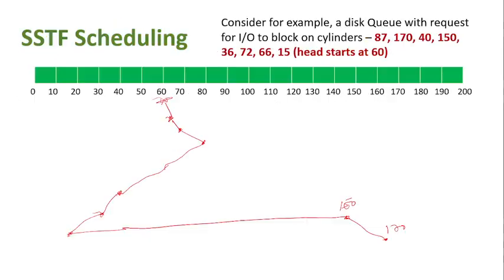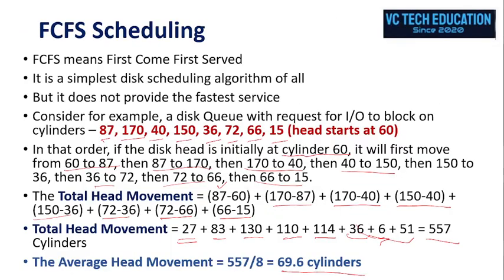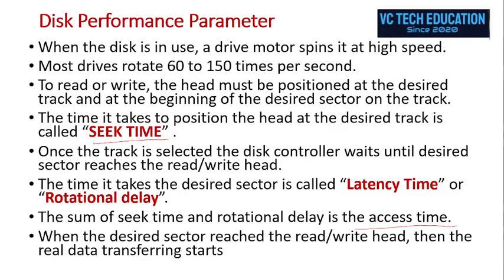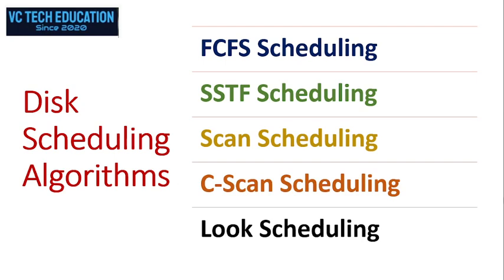So these are all the different scheduling algorithms which we discussed, and I hope you all understood well. That is the FCFS scheduling algorithm, then the SSTF disk scheduling algorithm, scan scheduling algorithm, C-scan scheduling algorithm and look scheduling algorithm. Hope you all understood well. Thank you very much.